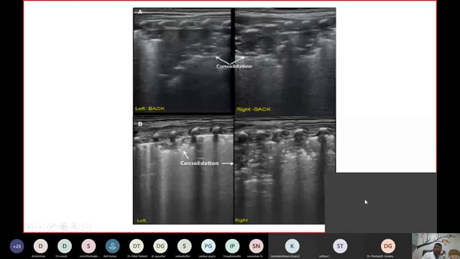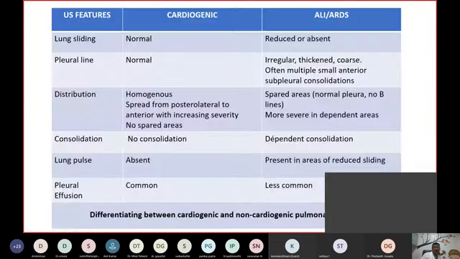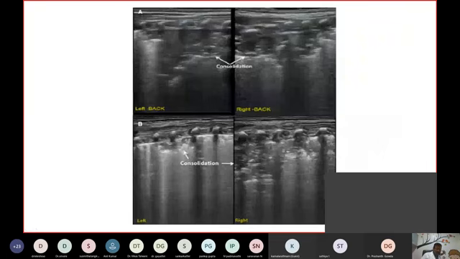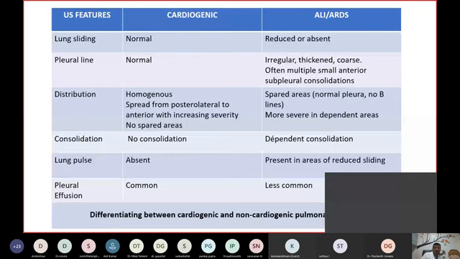So basically, in all alveolar syndromes, there will be overlap of findings. You need to correlate them with the clinical picture. Now, you can differentiate between cardiogenic and non-cardiogenic edema based on the lung ultrasound. When you have a cardiogenic edema, you will see normal lung sliding, whereas in non-cardiogenic edema, lung sliding will be absent.